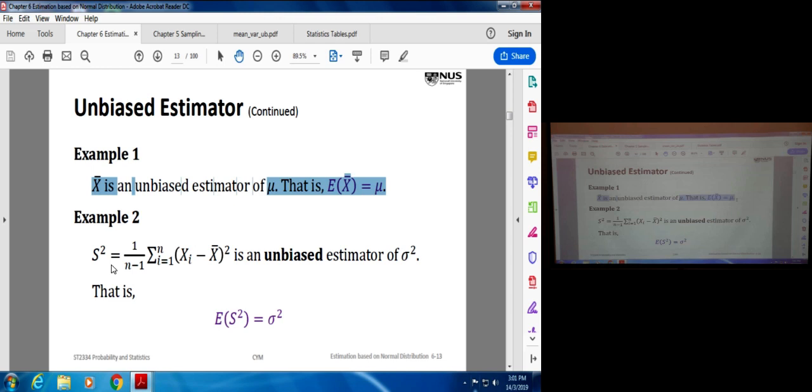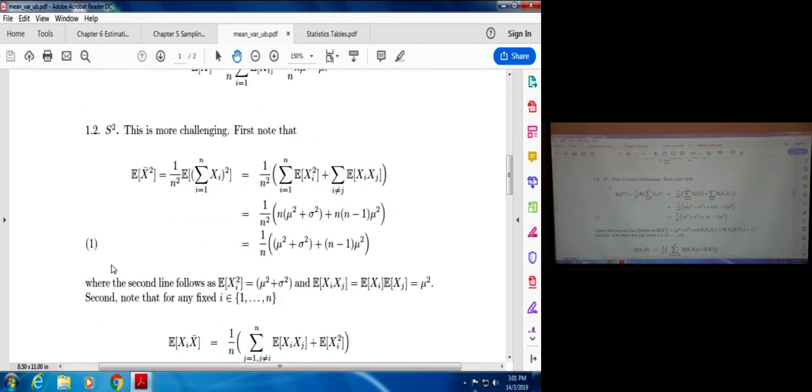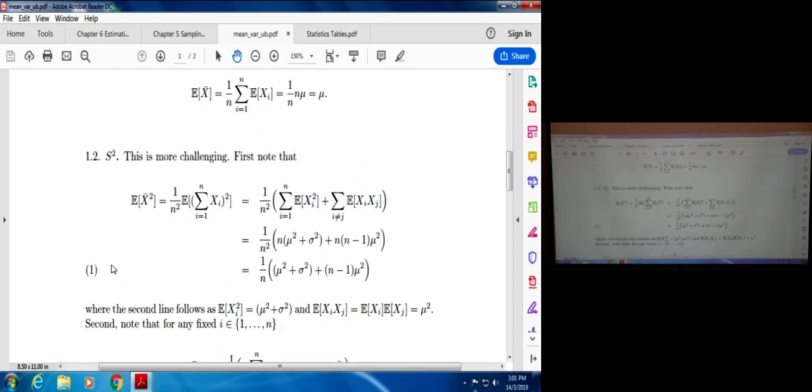Now example 2 is a little bit more difficult because the operator s square has the square in it. What I'm going to do is verify some preliminary results, and use these preliminary results to verify the calculation. Like I say, if you're not happy with the level of complexity of these calculations, you don't have to be able to do them yourself. I'm just showing you why these results are true.